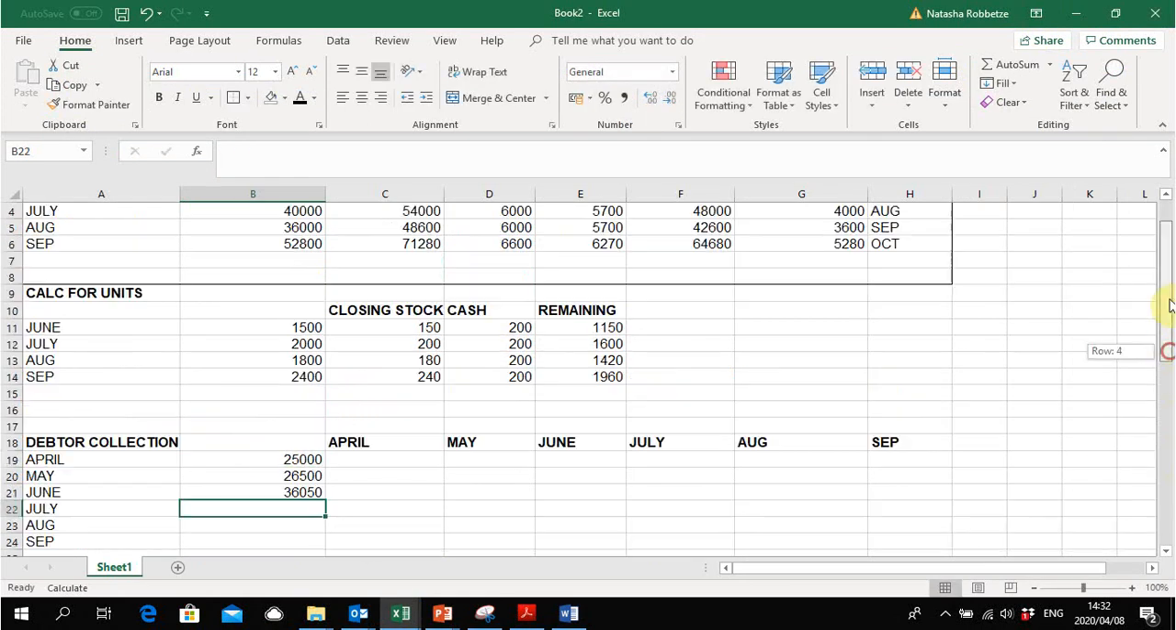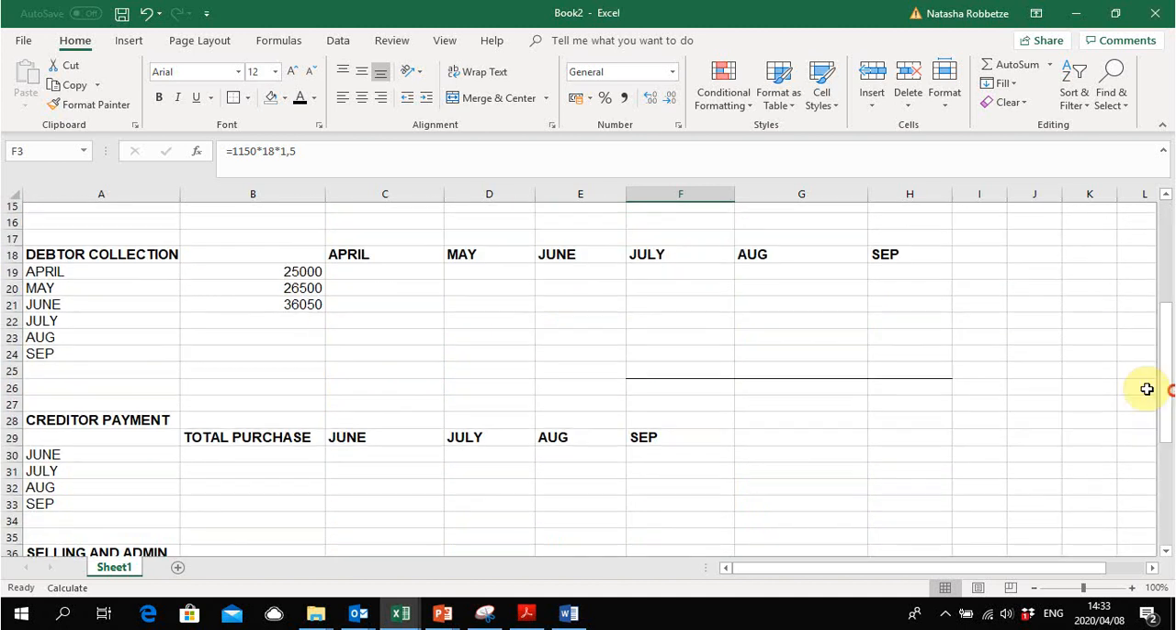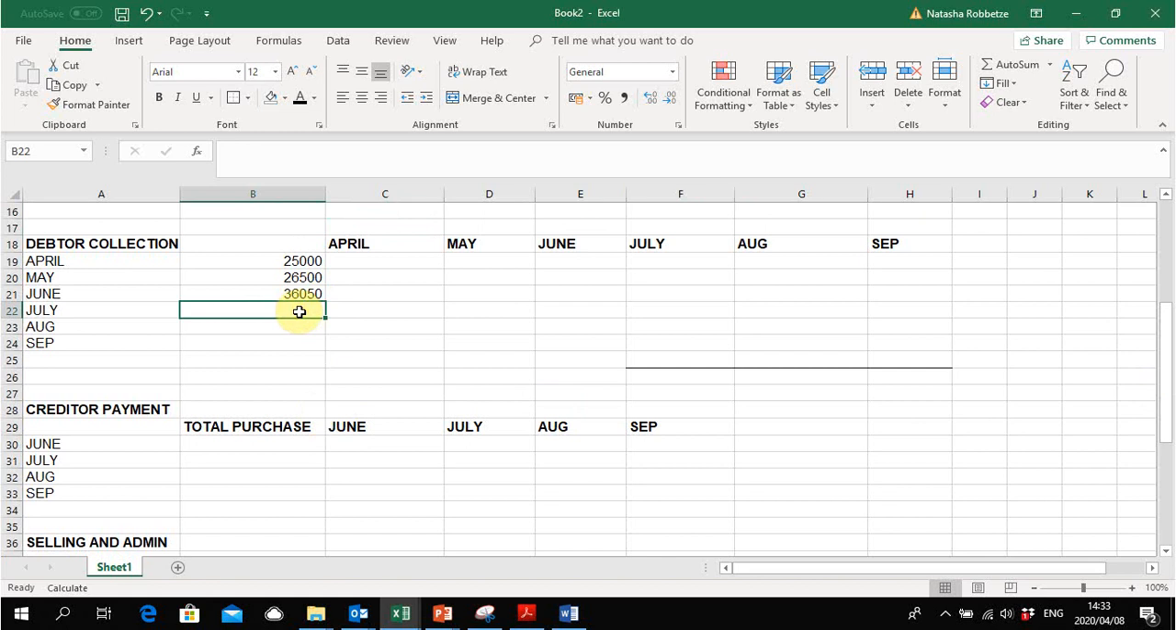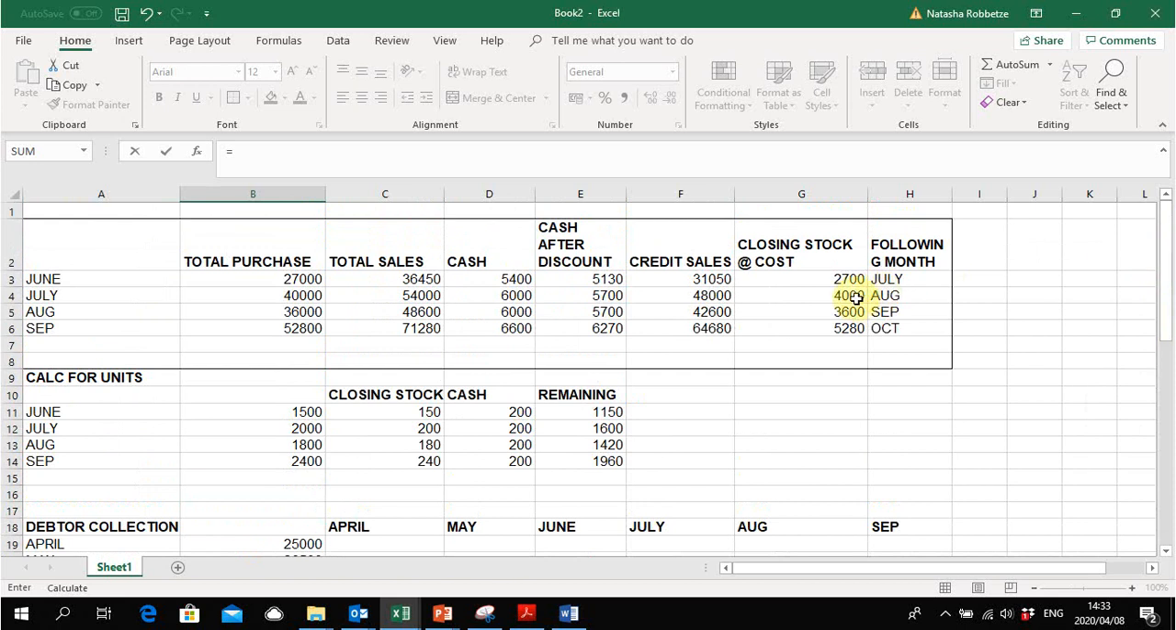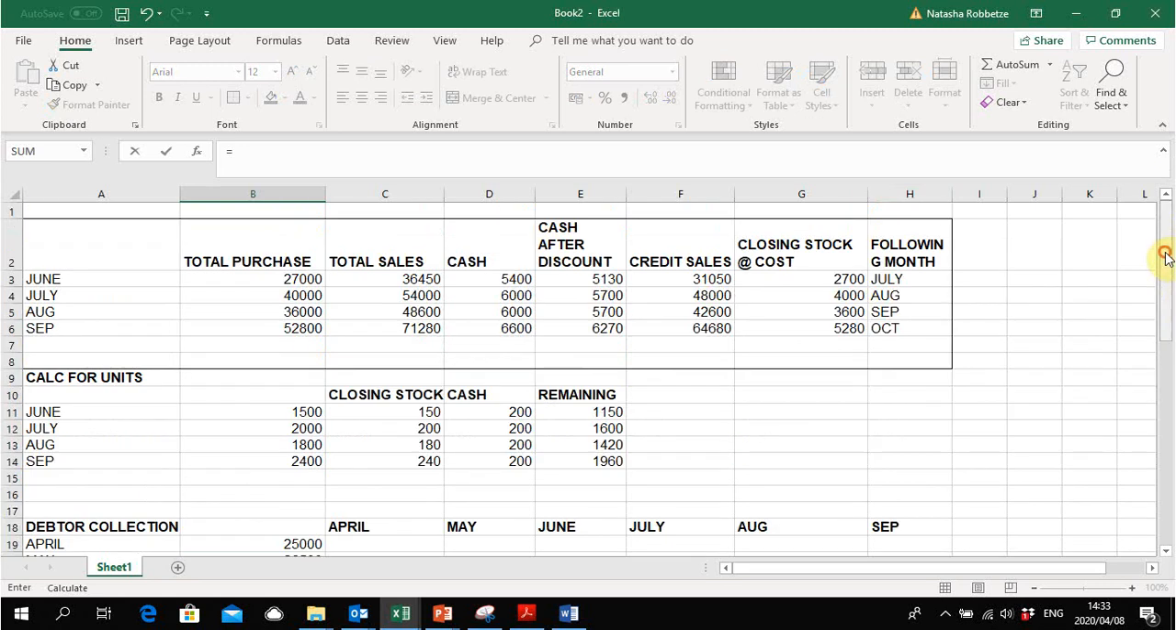In July, we've just calculated the July credit sales because the sales based on the purchases of June will realize in July. So that's 31,050. For August, we will have our credit sales of July, and then of September, we will use the credit sales of August.